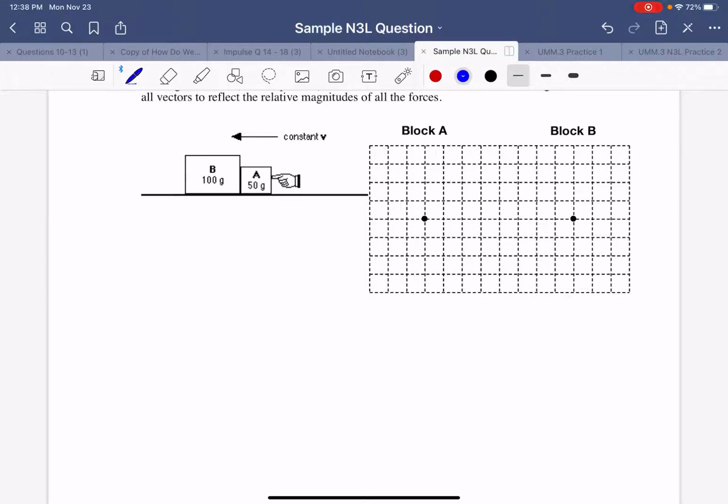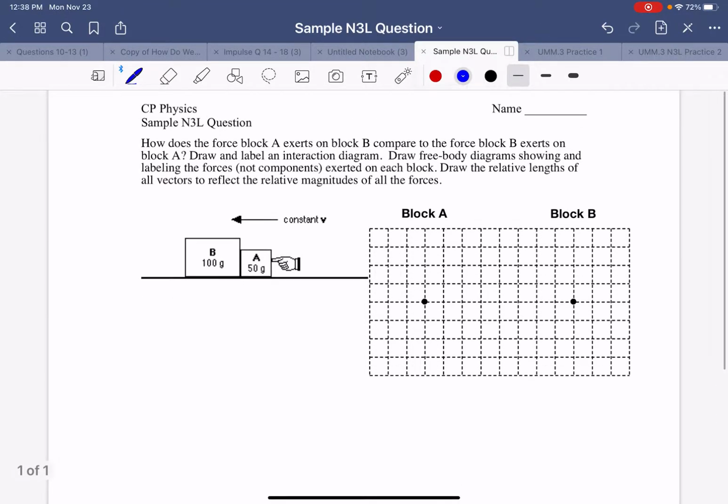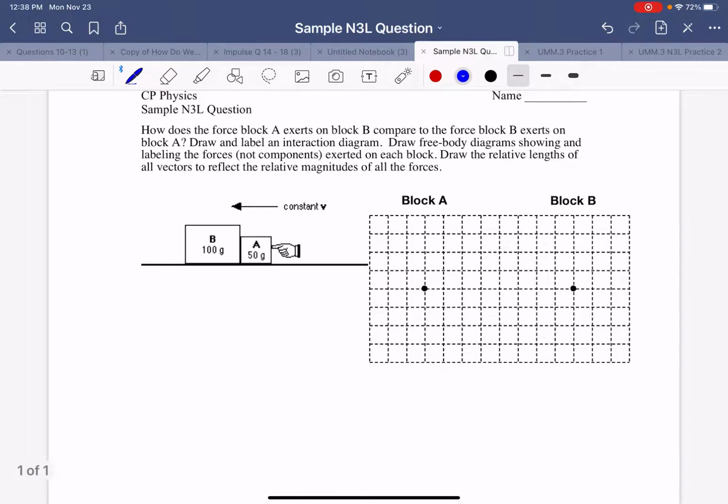Hi, this is Miss Pollock, and I'm here to talk to you about a sample Newton's third law question. This is the kind of question that will be on your assessment, so I just wanted you to have an example of the expectations for that.